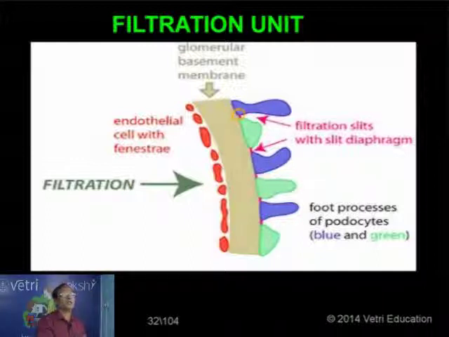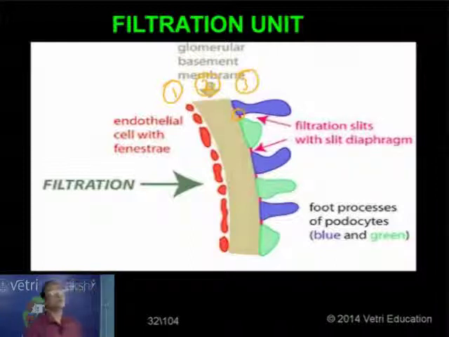Through this, the products are filtered. It is about 800 to 900 angstrom in diameter. And each one also has a diaphragm for closing or opening. A small diaphragm is also there for the filtration slit or the filtration pore. So anyway, the filtration unit is: number 1, the endothelial cells; number 2, the basement membrane; and number 3, the foot processes of the third layer, the visceral epithelium of the Bowman's capsule.